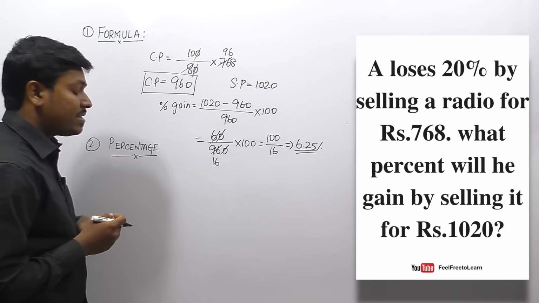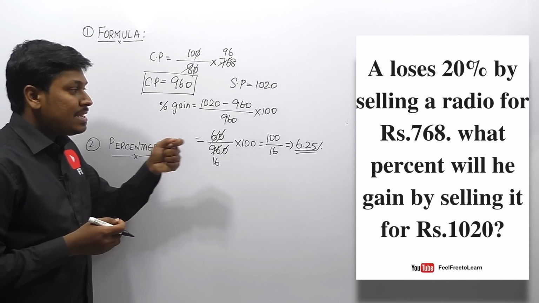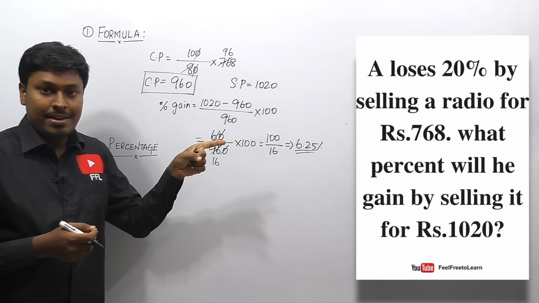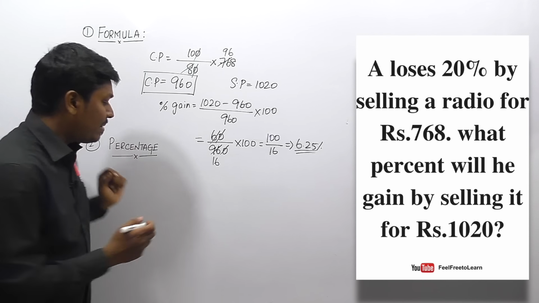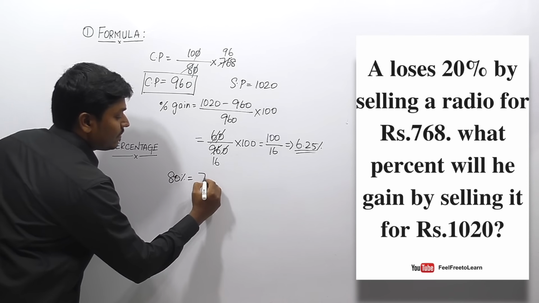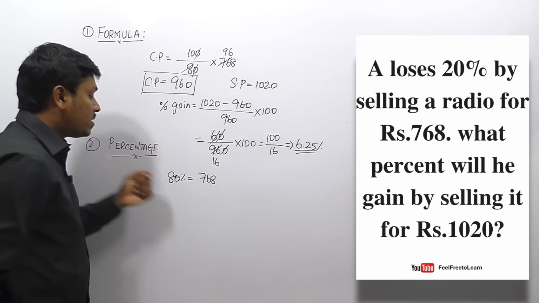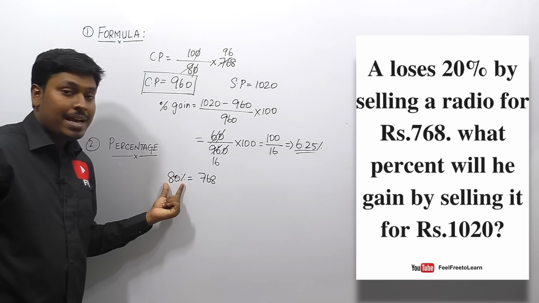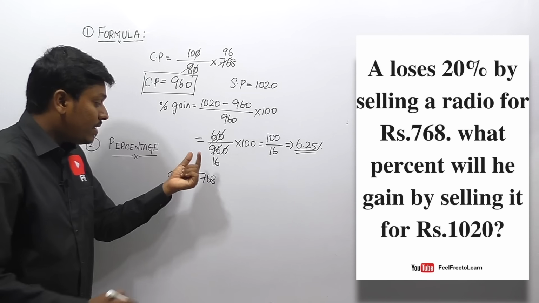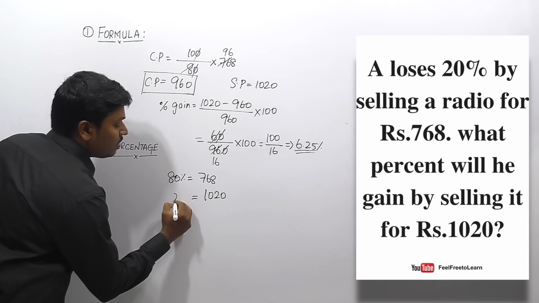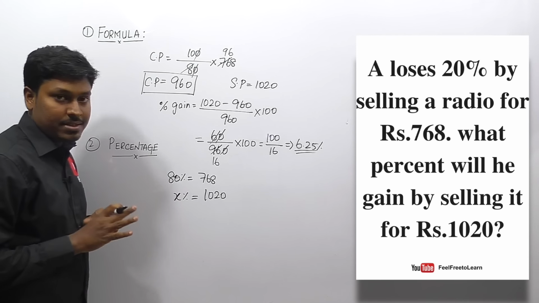Now let me solve this question by the percentage method. So friends, here he sold a radio for 768 with a loss of 20. So we can say that 100 minus 20 will be 80. So 80% will be the resultant after a 20% loss, so the selling price will be 80%, that is 768. If he sold the same radio for 1020 rupees, our target is to find its gain percentage.